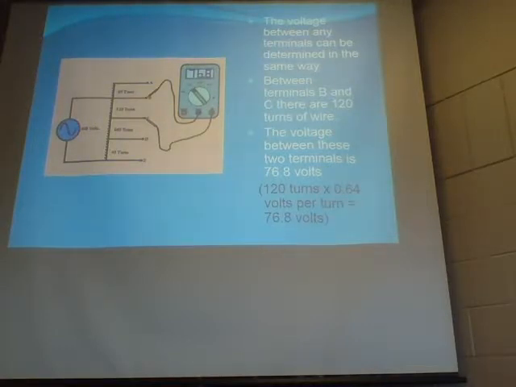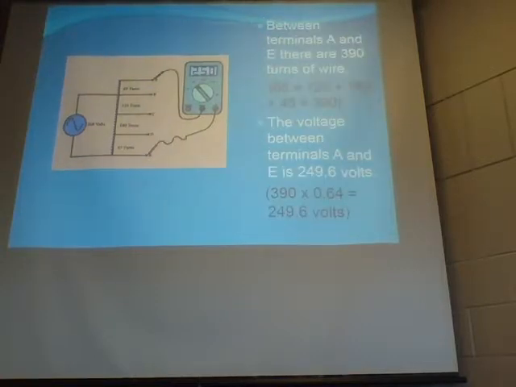Between B and C, there's 120 turns of wire, 120 times 0.64, 76.8 volts between B and C. Between A and E, there's 390 turns. So the voltage between terminals A and E will be 249.6 volts. 390 turns times 0.64, 249.6 volts.